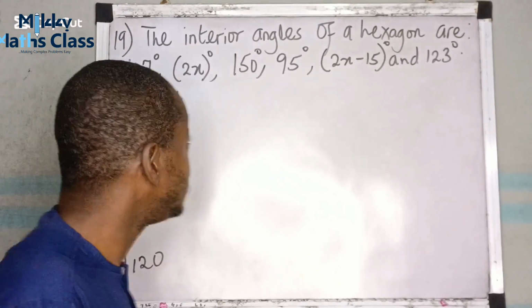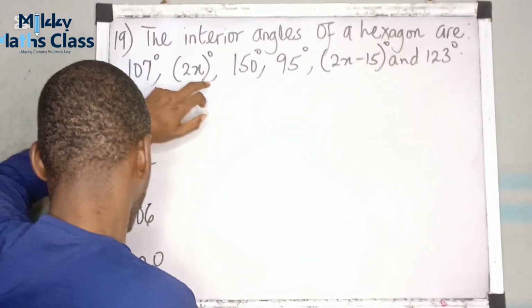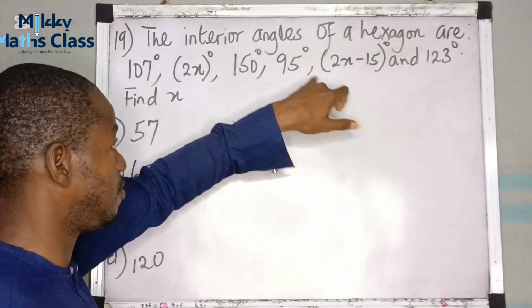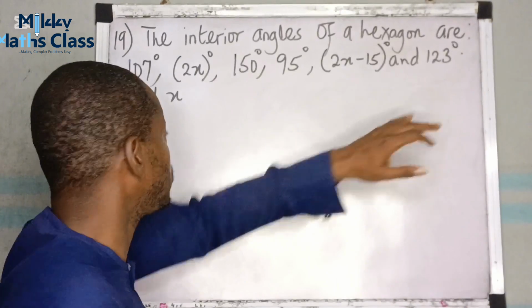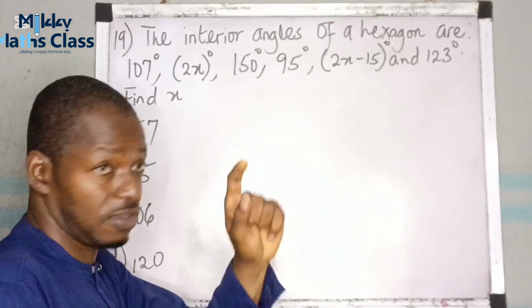All right, let's look at question 19. It says the interior angles of a hexagon are 107, 2x, 150 degrees, 95 degrees, 2x minus 15, and 123. Find what this x is. A hexagon is a polygon with 6 sides.